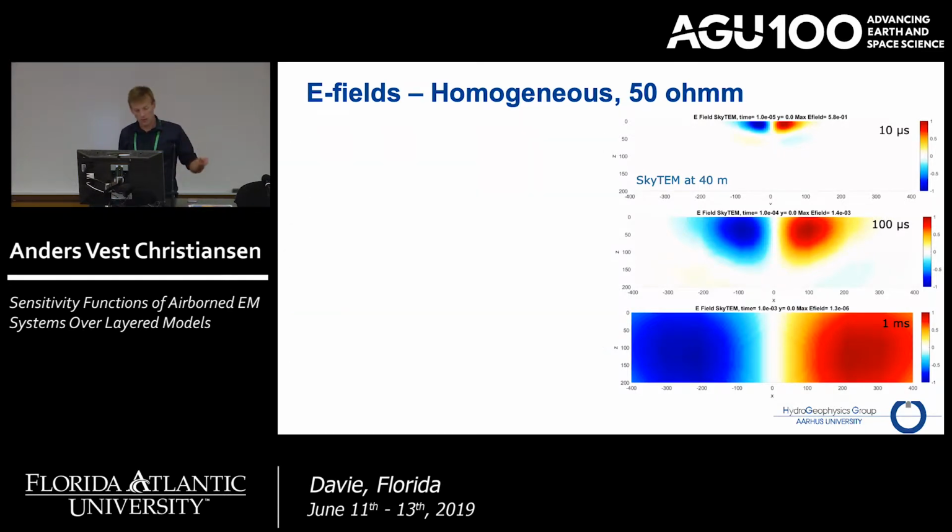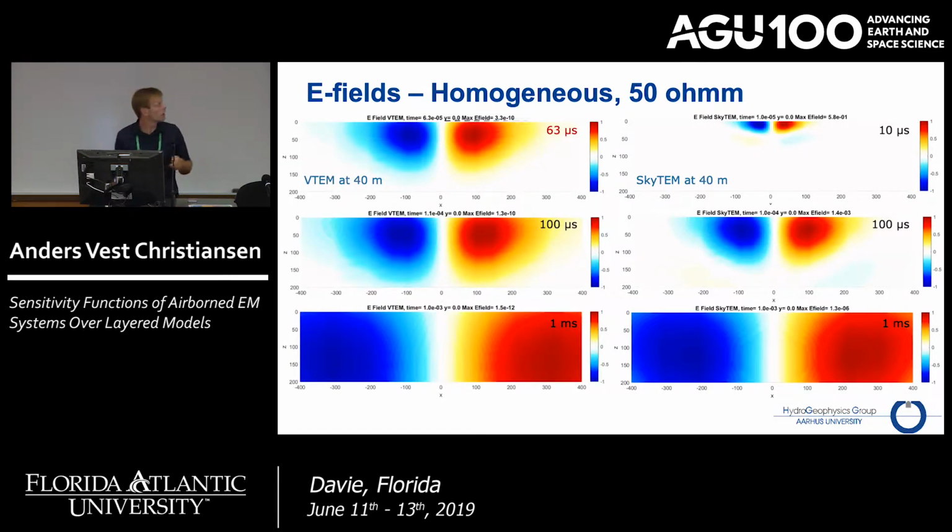Okay, so that was SkyTEM. Now I'll put up, instead of the ground-based, the VTEM at the same altitude. So that looks now like this. And just keep in mind that the 10 microsecond gate would not exist in the VTEM. So the first gate here is actually at 63 microseconds, so it's not comparable in time to this one. And this is from the end of pulse. I should remember to say that. So from the end of the 1.5 millisecond turn off.